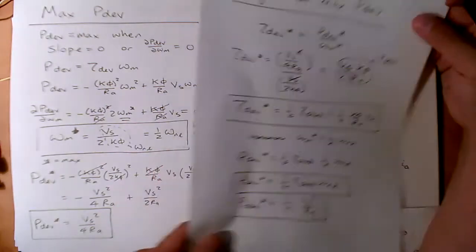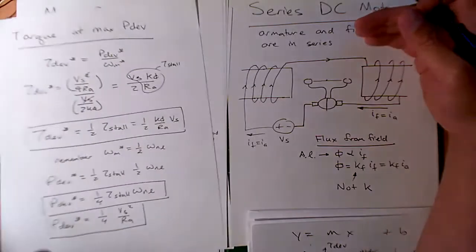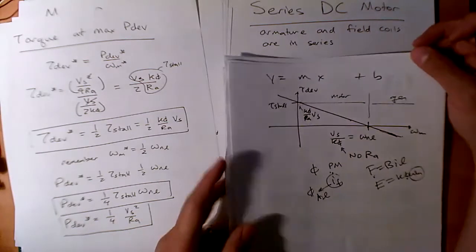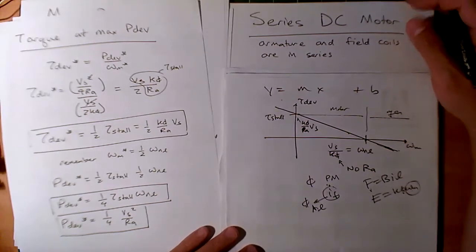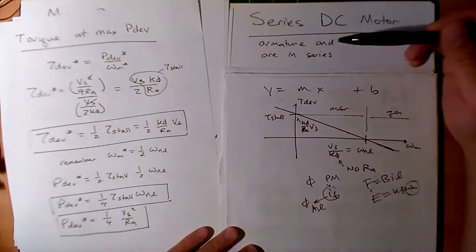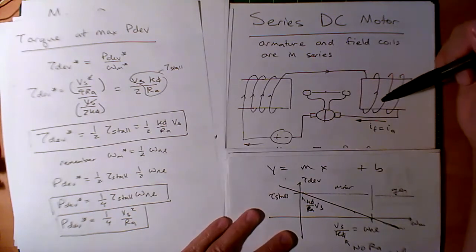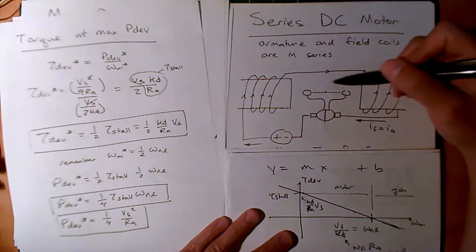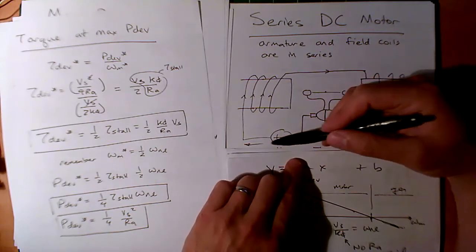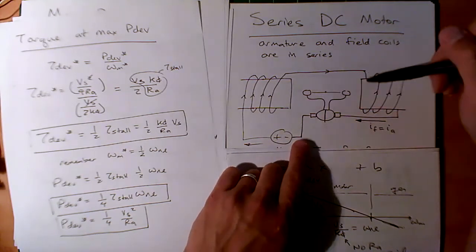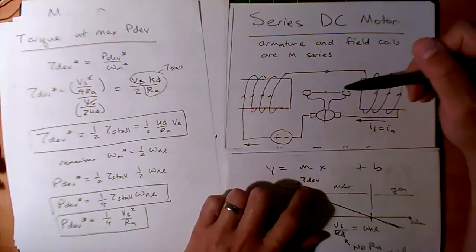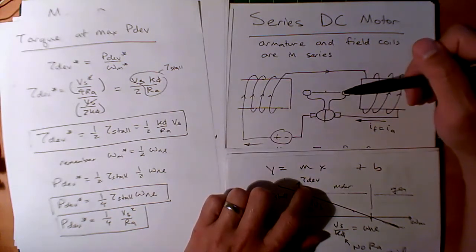Okay, let's keep going. Let's look at a series DC motor. Like I said before in the intro, the armature and the field coils are put in series. Here's a simple diagram of that. Remember, you have your armature here. If I get current to flow through this, through the Bill's law interaction, I would get torques and forces, and then the thing would spin.